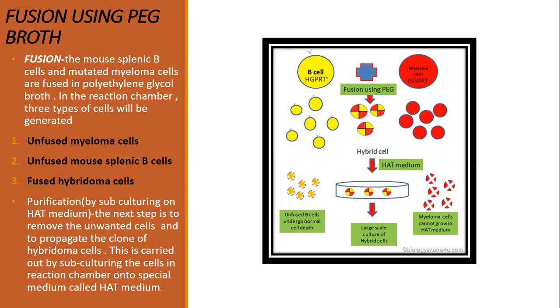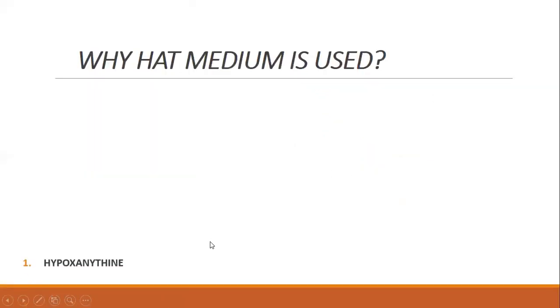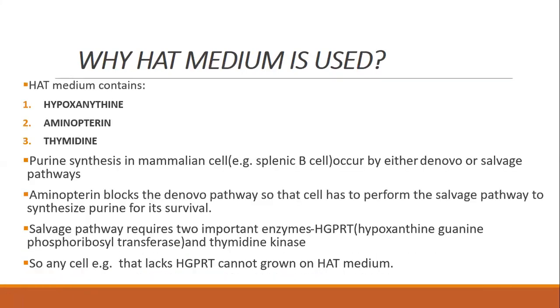Now, what is HAT medium? How is it used to separate those hybrid cells from the rest of the cells? It's in the next slides. Let's go to the next slide. What is HAT medium, and why is it used? HAT medium contains H, which stands for hypoxanthine, A stands for aminopterin, and T stands for thymidine. Let's go a little bit deeper and try to understand the process in detail.